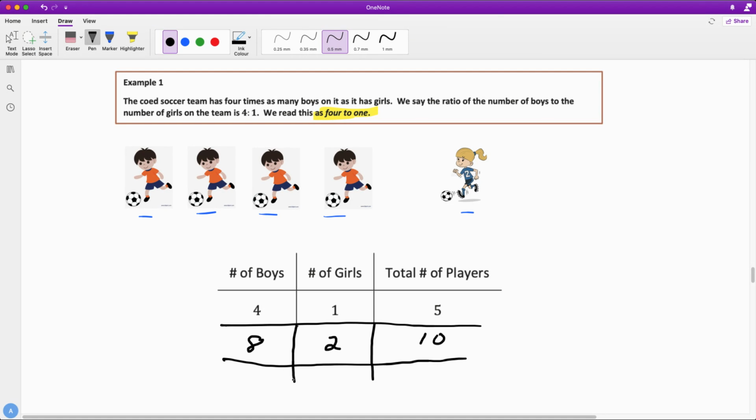Let's keep going. What's another number of boys that we can have? Well, we can have 12. The next number of girls we could have is 3. And then in that case, the total will be 15.